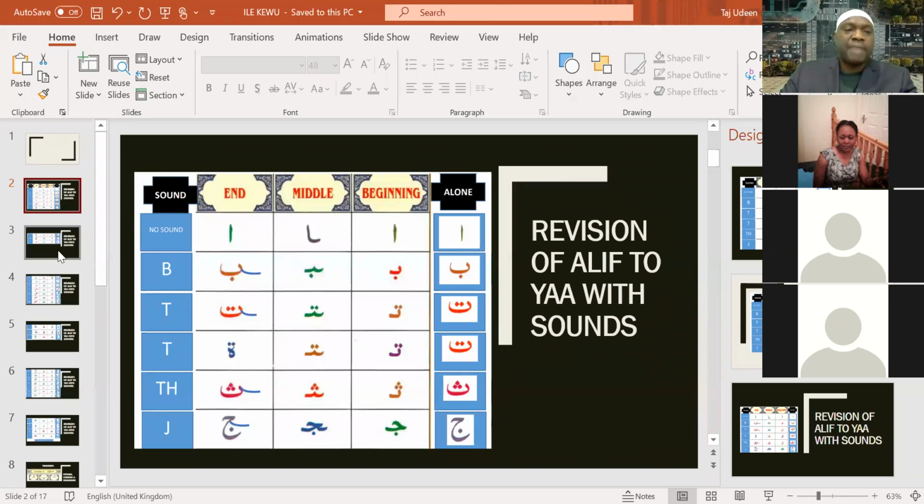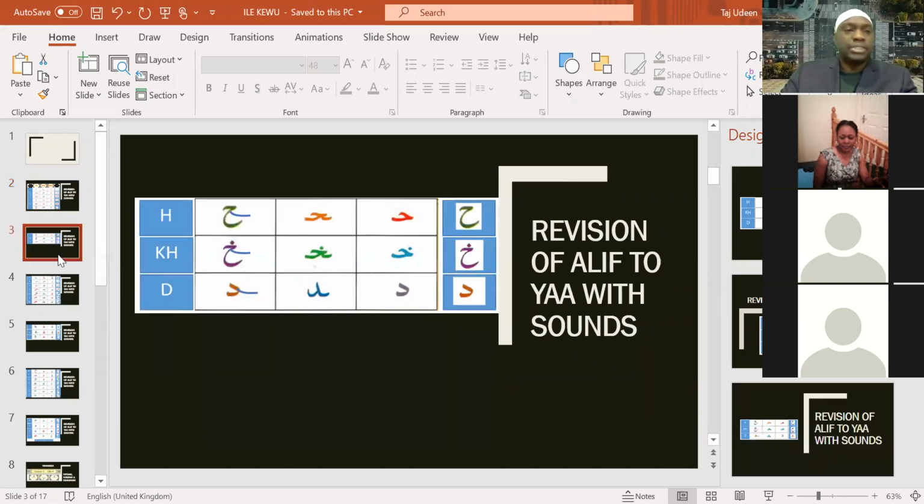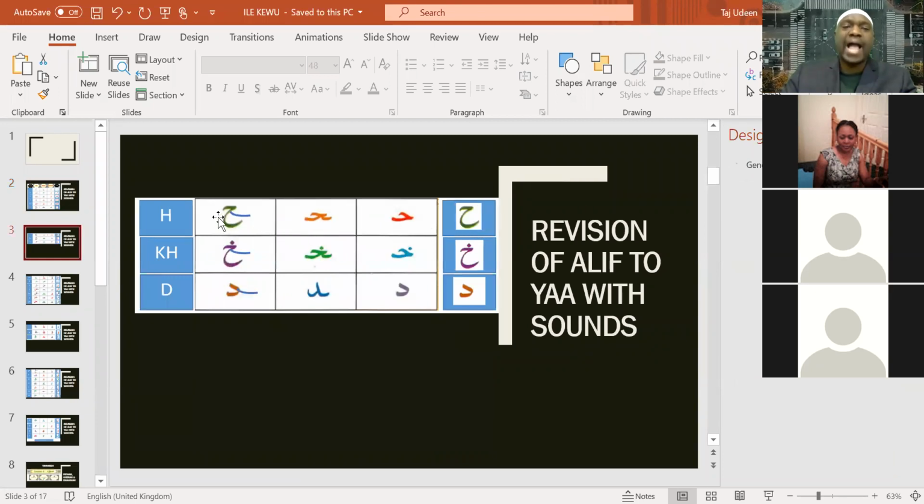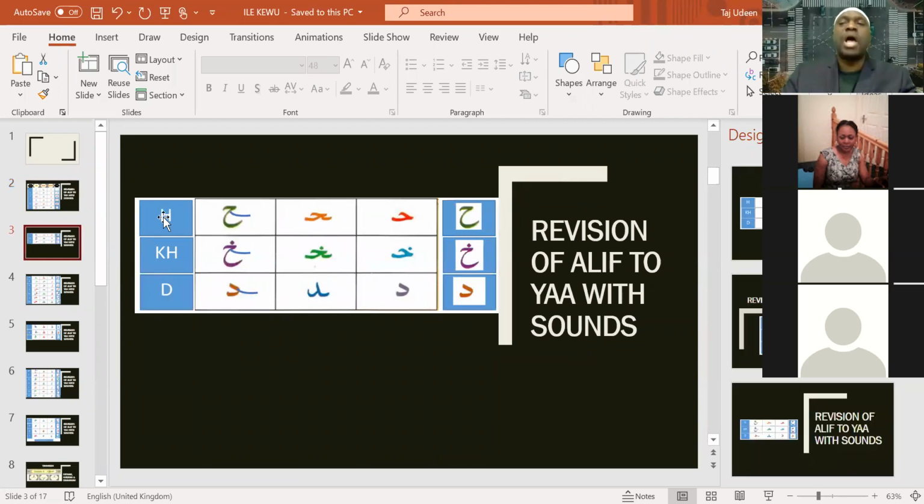Okay. Now, after this one, we also have Jim. This is how to see Jim. Jim is a long tail. So when we write it at the beginning, we remove the tail, then it comes the dot, and it sounds Jim. After Jim, we have Ha, and Ha sounds like this.